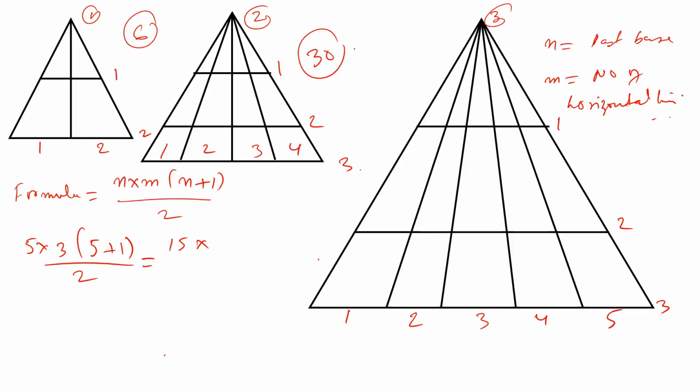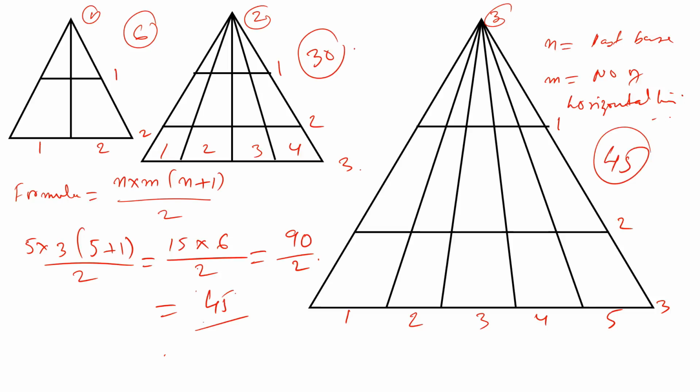5 plus 1 equal to 6, divided by 2. 15 multiplied by 6, we will get 90, divided by 2 equal to 45. So in this figure number 3, there are 45 triangles.